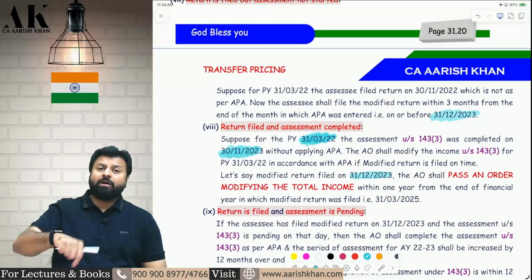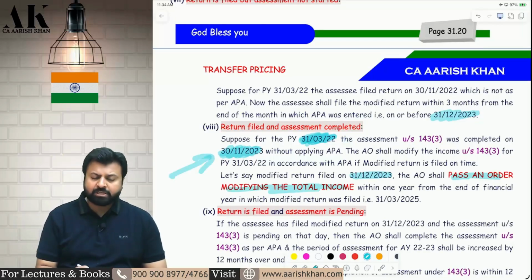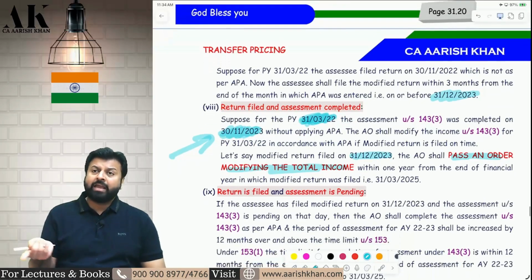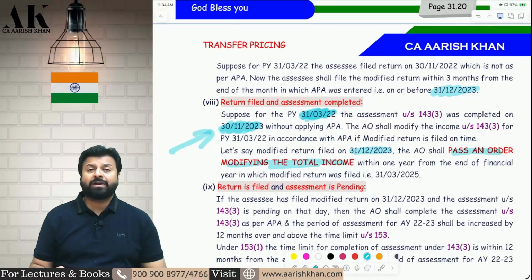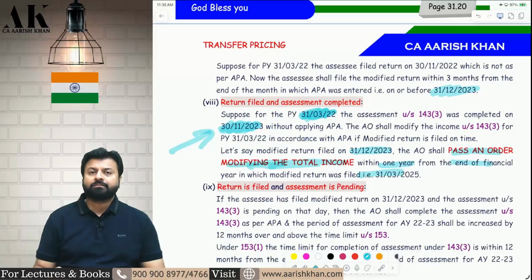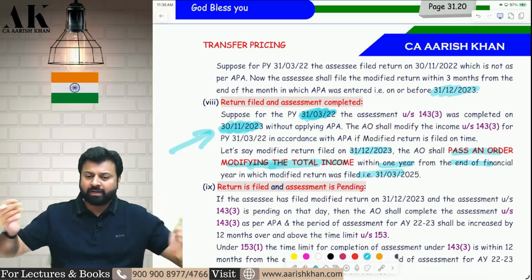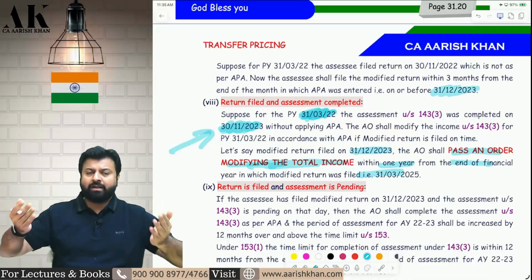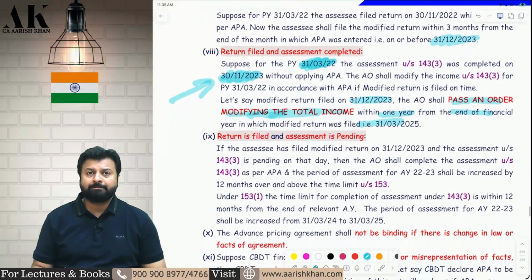It is duty bound on the assessing officer to modify the assessment order. So the assessment order which is passed on 30th November 23, the AO will rectify that order, will modify that order and will give you the order as per the APA. And to modify this, the AO has been given 1 year extra from the end of the financial year, because he has already completed his assessment. So now the AO should be given extra time. So the AO will be given extra 1 year from the end of the financial year in which the modified return is filed.